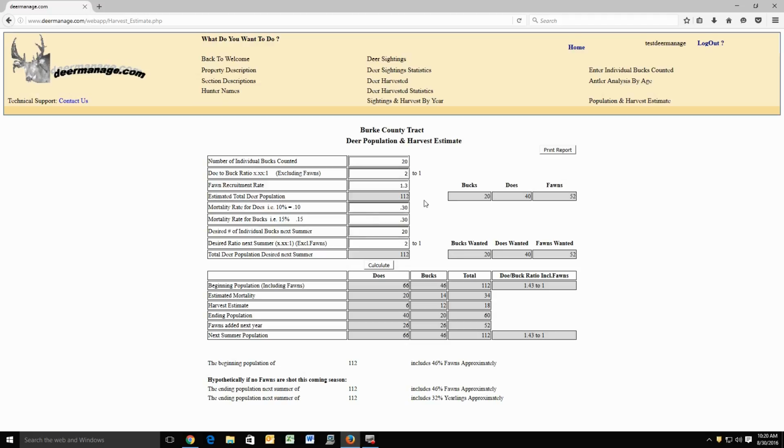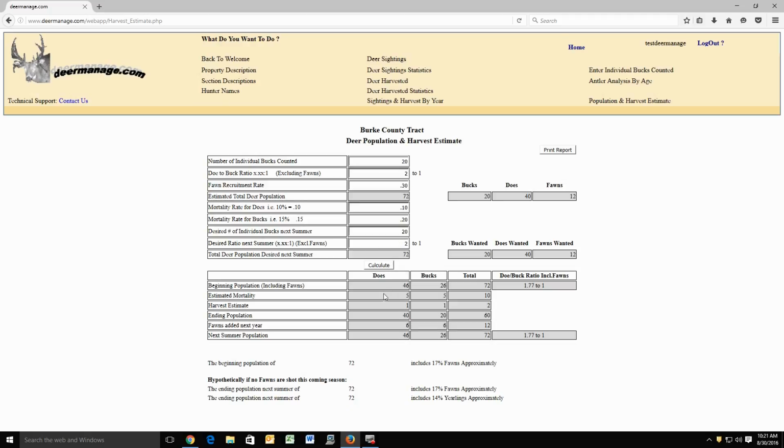Now let's look at a situation where we have a low recruitment rate. And let me put in there 0.30, which is certainly more to the low side. Let's put this back to a 10% mortality rate for does and a 20% mortality rate for bucks, and see what we work up. So with the slow fawn recruitment rate, we're estimating we're going to have approximately 72 deer on the property. Let's go down below.